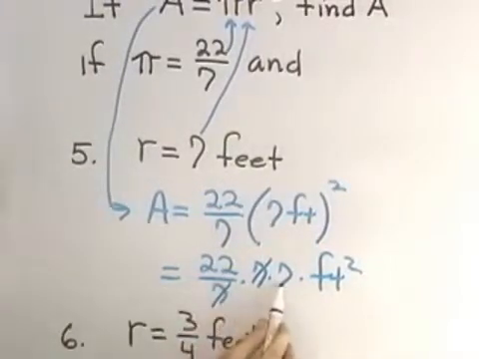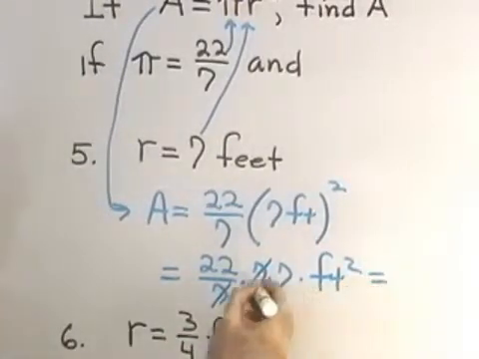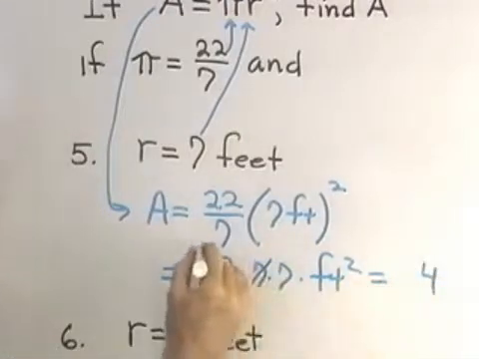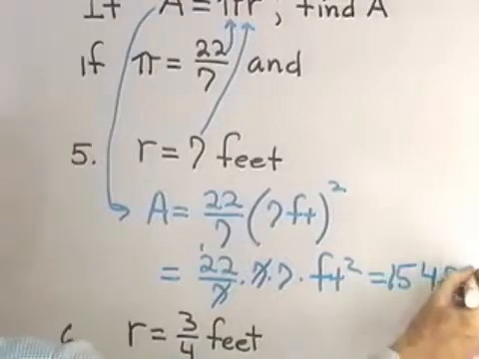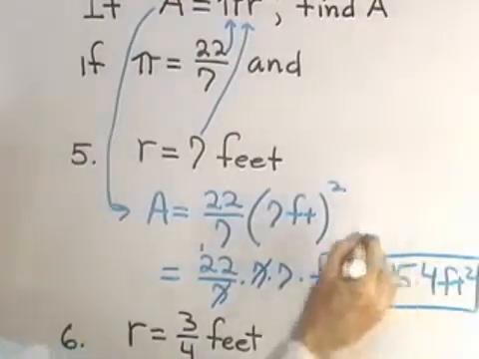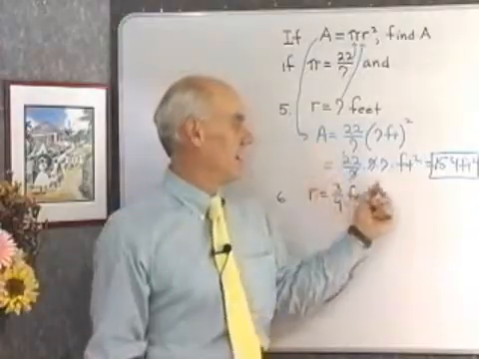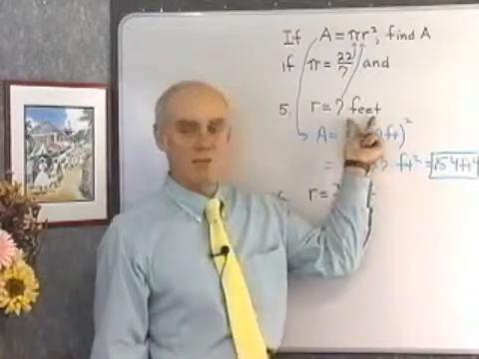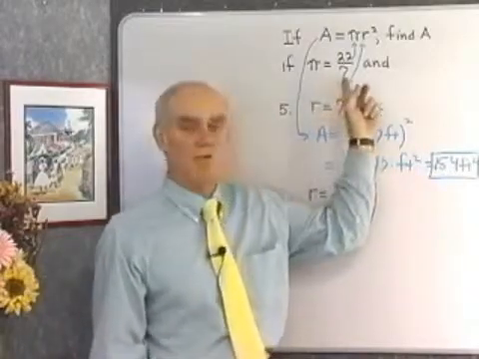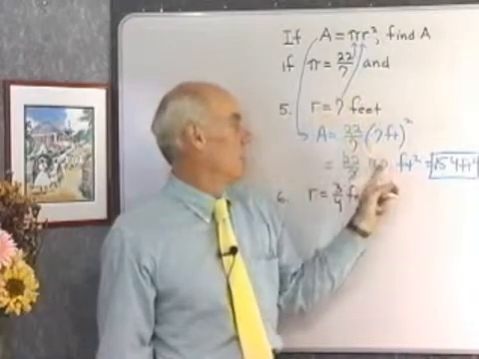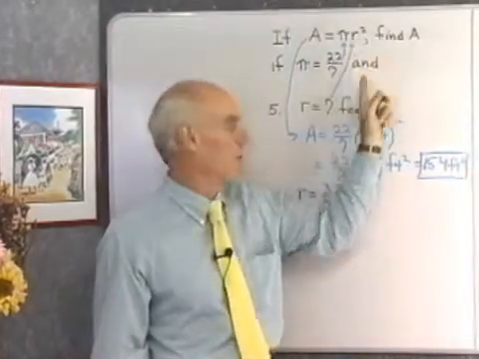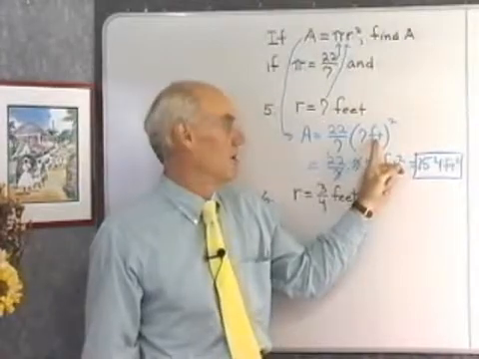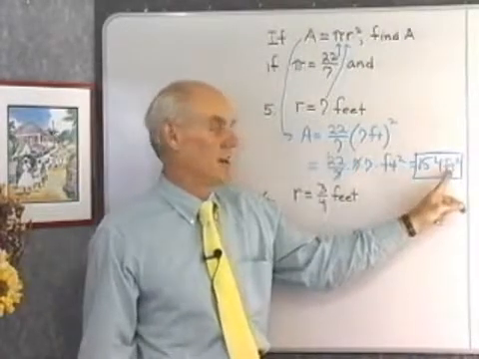So I'll multiply 22 just times 7 right there. 7 times 2 is 14. Carry the 1, 14 and 1 is 15. 154 square feet. So this gives us the area of a circle that has a radius of 7 feet if we use this approximation for pi of 22/7. So notice that when my units involve feet right here and then they're squared in the formula, the units are squared also. So I start with feet and I end up with square feet.